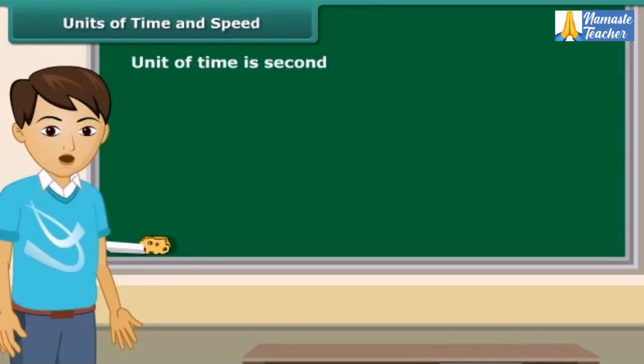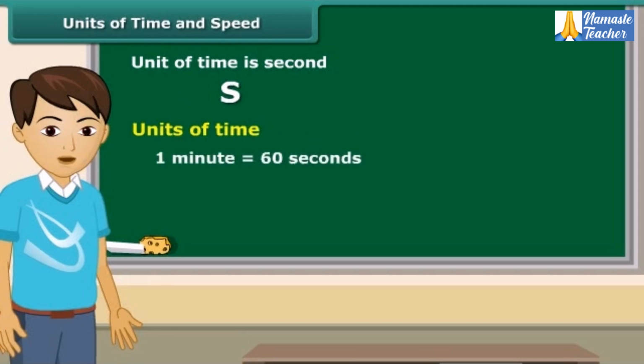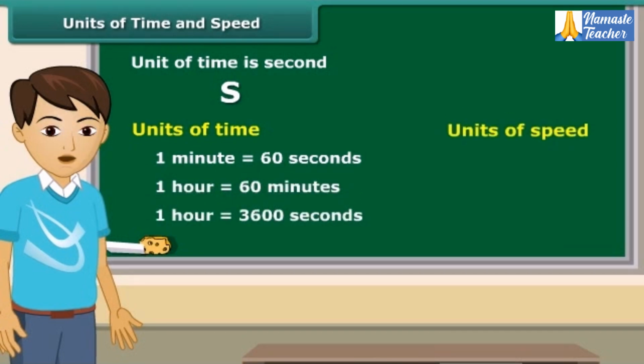The basic unit of time is second. Its symbol is s. Larger units of time are minutes and hours. 1 minute is equal to 60 seconds, and 60 minutes are equal to 1 hour. The basic unit of speed is meter per second. We can also express it in other units such as meter per minute and kilometer per hour. We write the symbols of all units in singular.